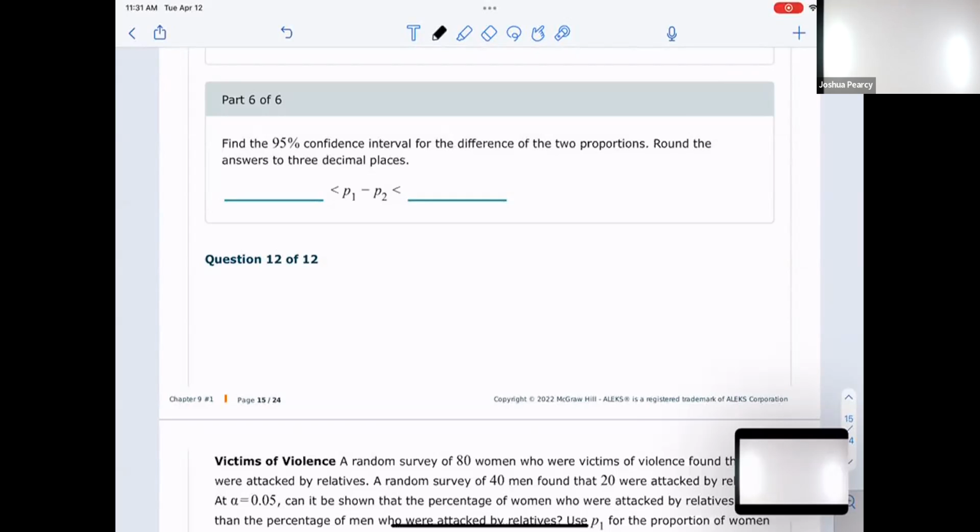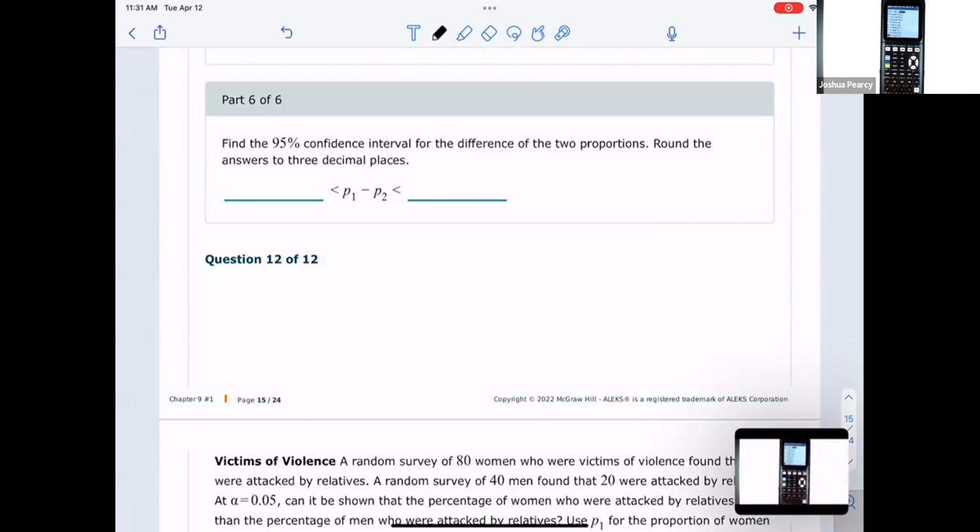Let me tell you what it is. Negative 0.0163 to 0.34288. You want to know how to do it on the calculator? Okay, I'll show you. To do it on the calculator, you go stat, go over to test. In this case, you want to do a 2 proportion z interval. So just go 2 prop z interval.